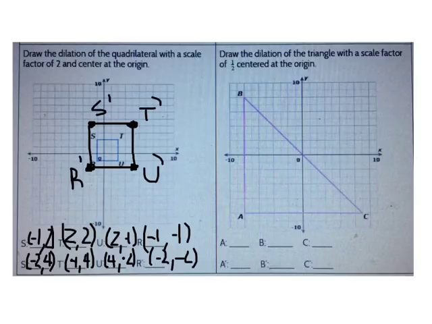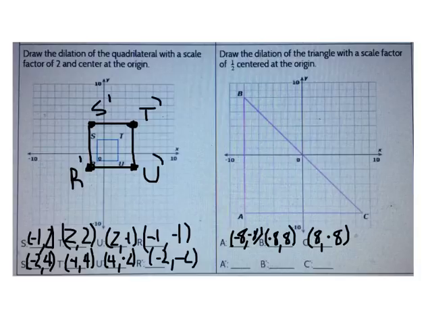Now let's draw another. Draw the dilation of the triangle with a scale factor of 1/2 centered at the origin. First, let's find the original ordered pairs for A, B, and C. Go ahead and put those in now. Point A is located at -8, -8. Point B is located at -8, 8. And point C is located at 8, -8.